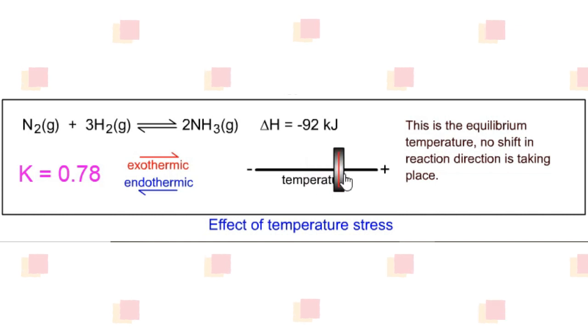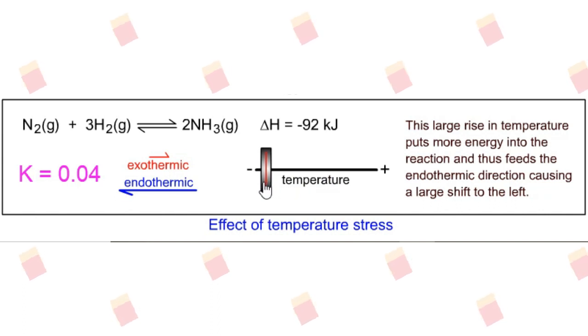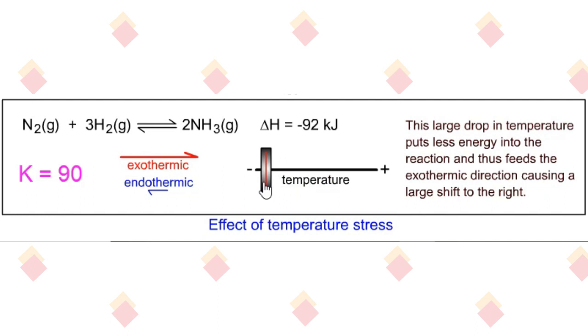If the temperature increases, the system will shift to absorb the energy in the endothermic reaction. For the Haber-Bosch process, the concentration of ammonia in the system decreases, while the concentration of nitrogen and hydrogen increases. Conversely, a decrease in temperature favors the forward reaction. Therefore, the concentration of ammonia in the system increases, while the concentration of nitrogen and hydrogen decreases.